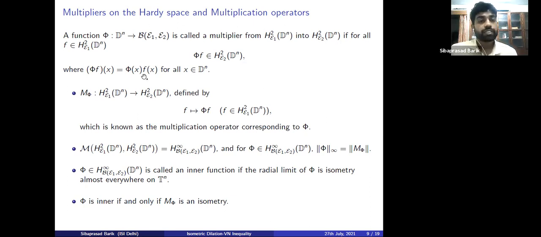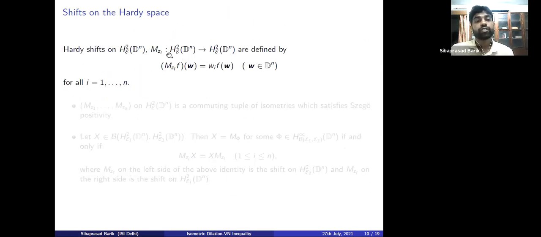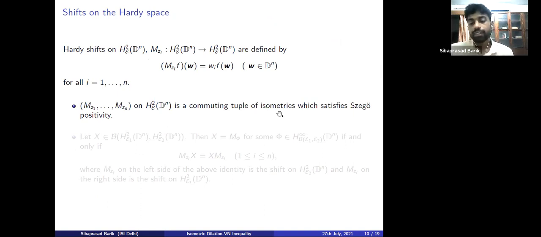A special type of multiplication operators are called shifts, and here we define shifts coordinate-wise, that is, the multiplication operator with respect to the coordinate functions. An n-tuple of Hardy shifts M_{z1}, M_{z2}, ..., M_{zn} on the Hardy space H²(𝔻ⁿ) is a commuting tuple of isometries, and one can check that it satisfies Szegő positivity.